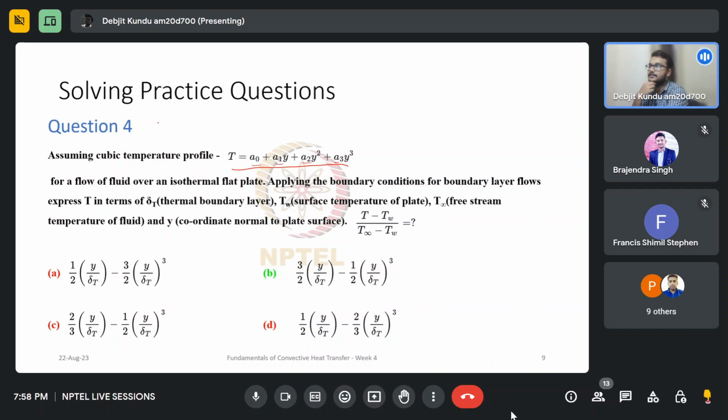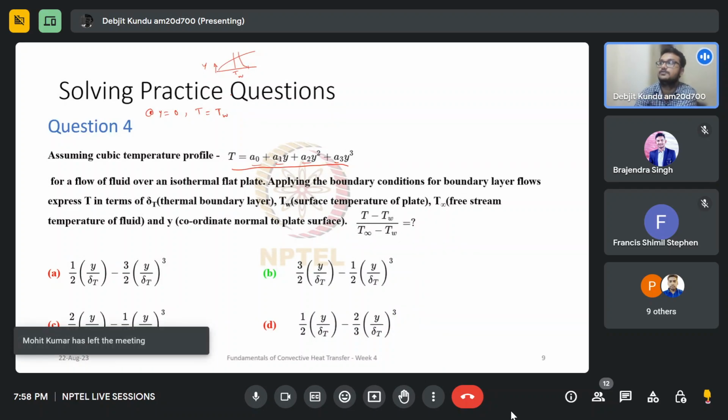So at y equal to 0, T is equal to TW, right? So this is my y, and we know that it's an isothermal plate. So T would be T wall at y equal to 0.